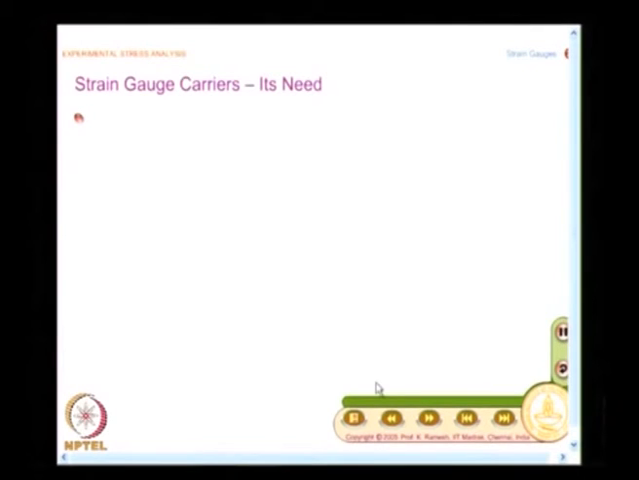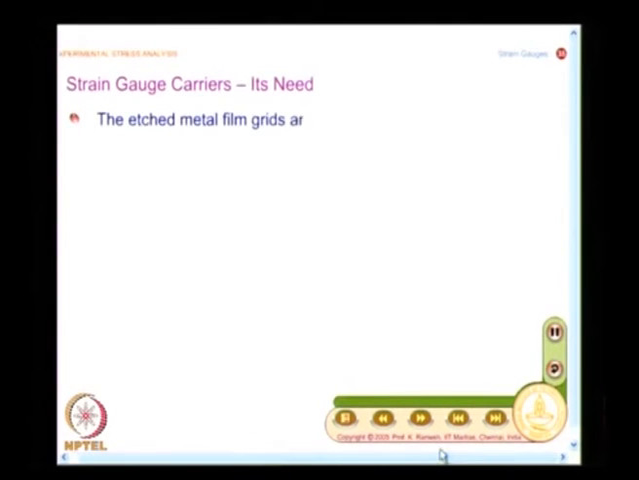So, now what we have looked at is the various alloys available for the fabrication of the strain gauge grid, but this grid needs to be supported by a carrier, and we will look at why you need these carriers.